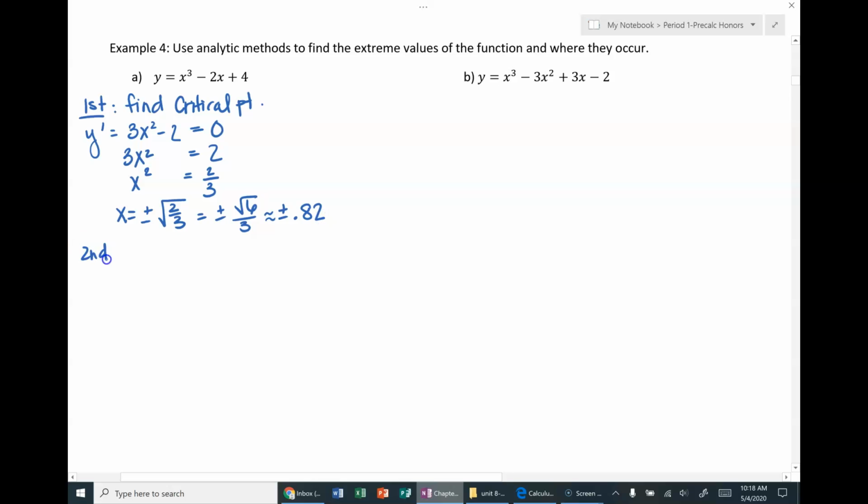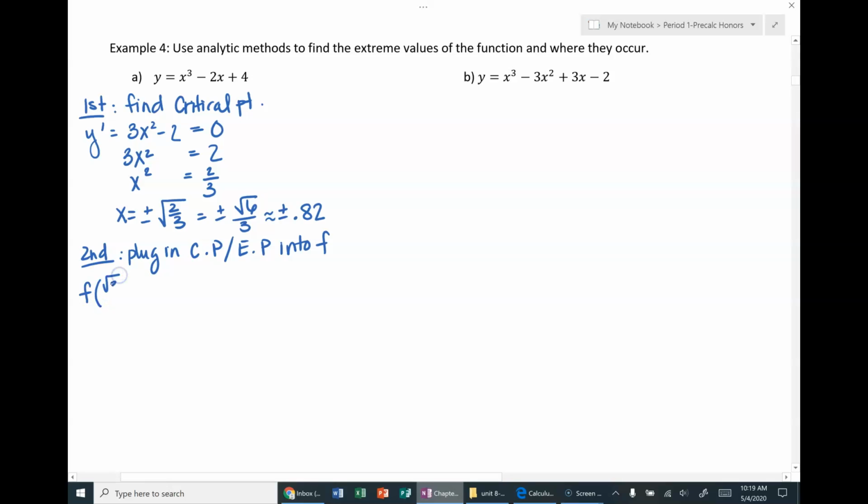Second step, the only difference here is we don't have an interval. So what we want to do is plug in your critical point, since we don't have endpoints. Plug in critical point slash endpoint into your f function, your original function. Well, we only have 2 points, the plus rad 6 over 3 and a minus rad 6 over 3.